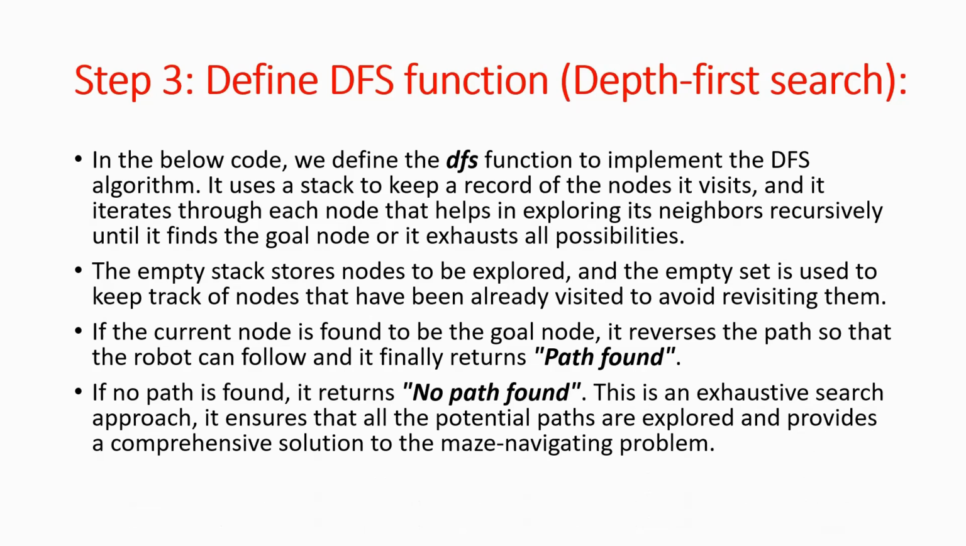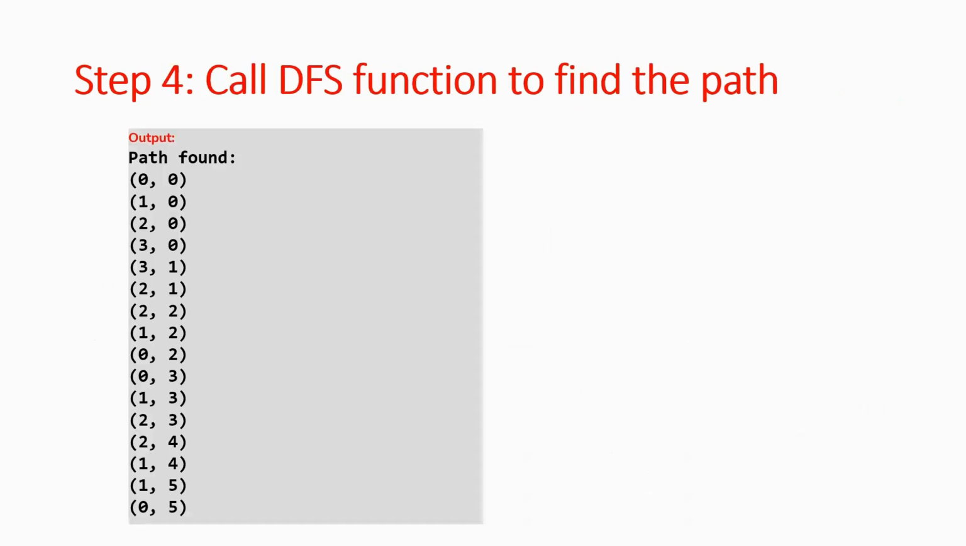If the DFS explores all the potential paths from the starting node and does not reach the goal node, it means there is no valid path. In this scenario, the function returns no path found. DFS is an exhaustive search because it explores all possible paths until the goal is found.